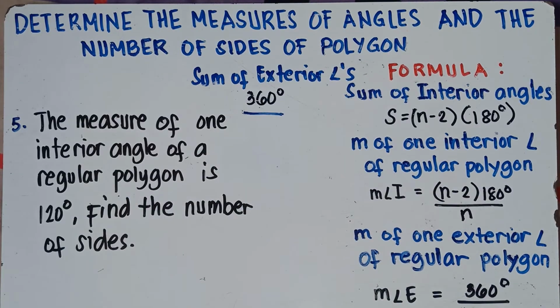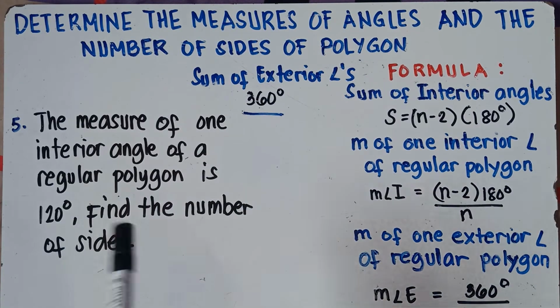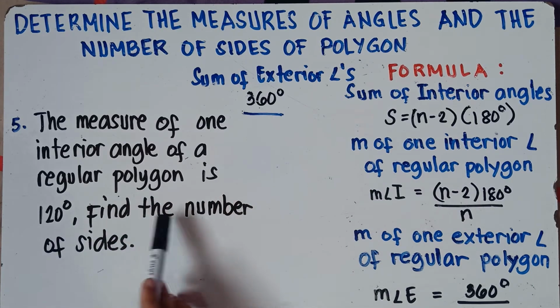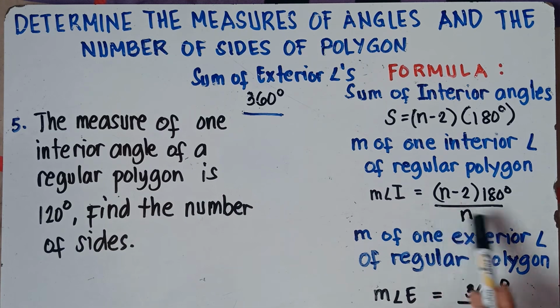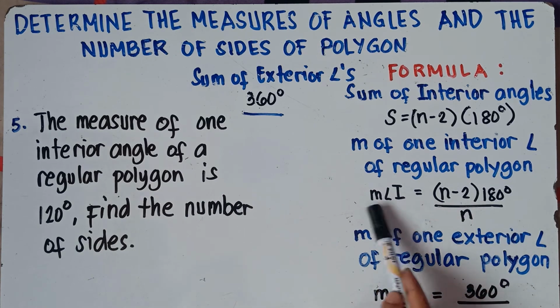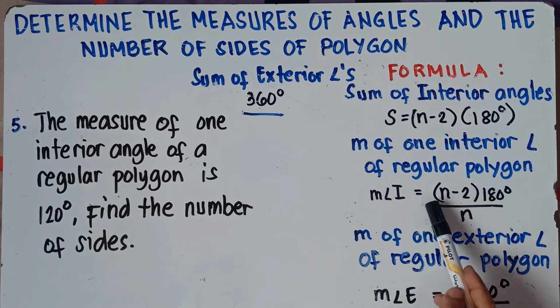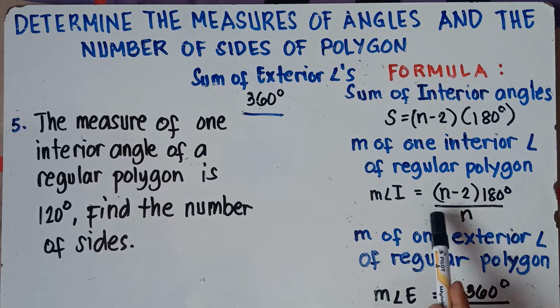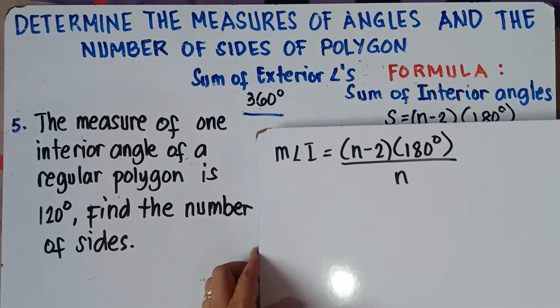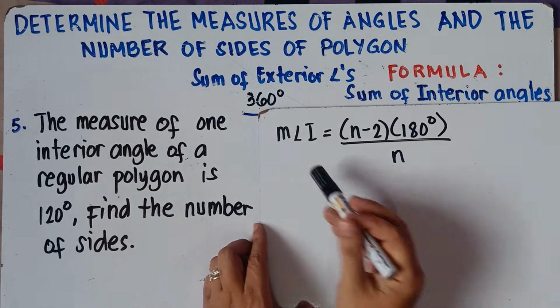Example number 5. The measure of one interior angle of a regular polygon is 120 degrees. Find the number of sides. If you are given, class, one measure of interior angle of a regular polygon, we can simply use this formula. Once again, the measure of one interior angle equals quantity n minus 2 times 180 degrees over n. This n, class, represents the number of sides. Alright, so let's solve this one, finding the number of sides.